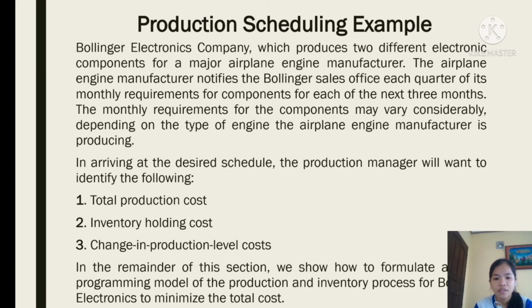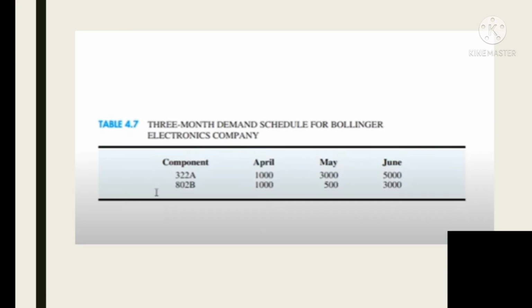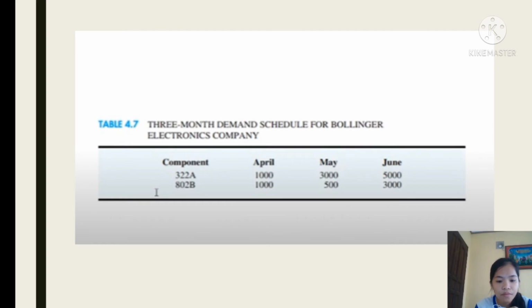In arriving at the desired schedule, the production manager will want to identify the following: total cost, inventory holding cost, and change in production level cost. This is the table for the 3-month demand schedule for Bollinger Electronics Company.